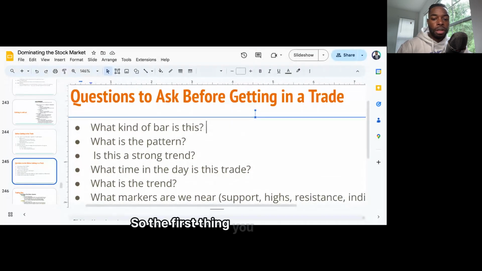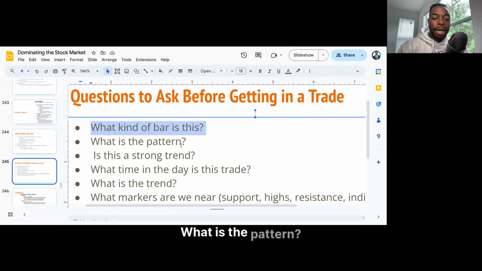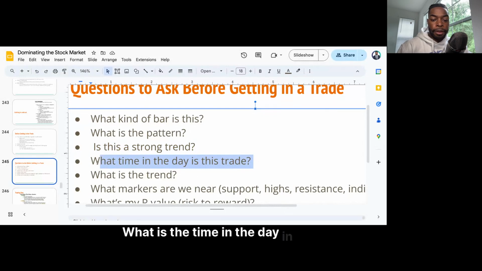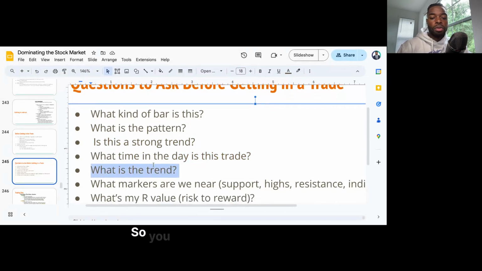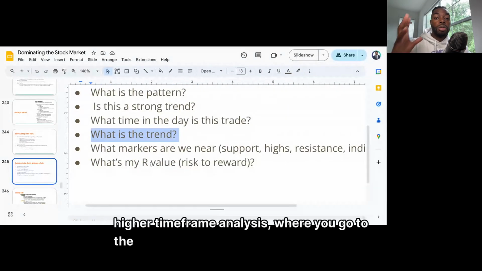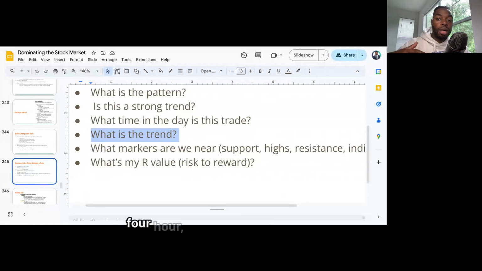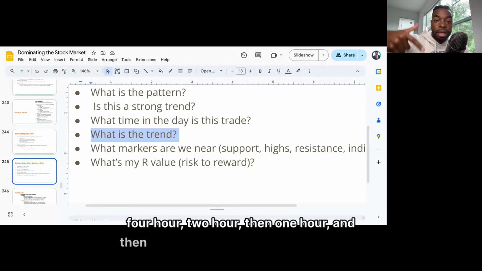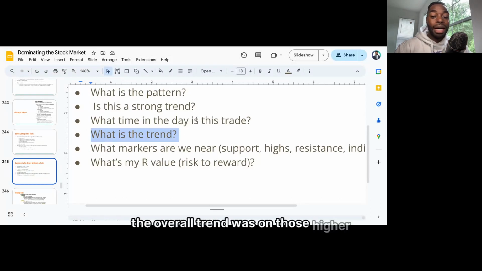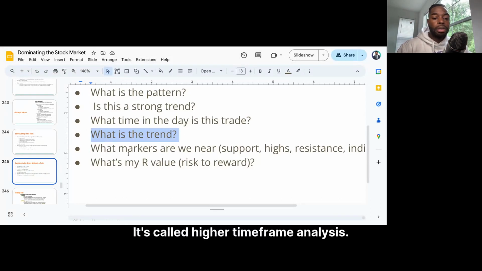And then the questions that you want to ask before getting into trades, this is critical. The first thing you want to say is, what kind of bar is this? Am I really going to get into this trade? What is the pattern? Is this a strong trend? What is the time in the day in this trade? What is the overall trend? You might want to do what's called higher time frame analysis, where you go to the weekly time frame, the daily time frame, 4 hour, 2 hour, then 1 hour, and then find your exact trade based on what the overall trend was on those higher time frames. It's called higher time frame analysis.